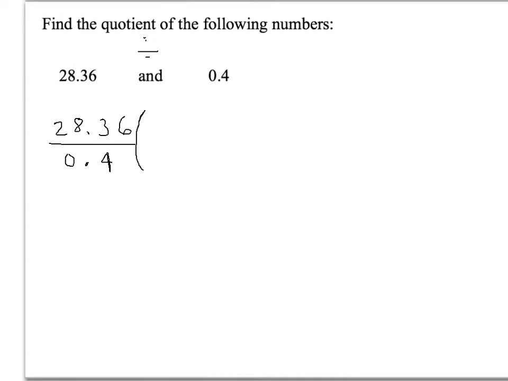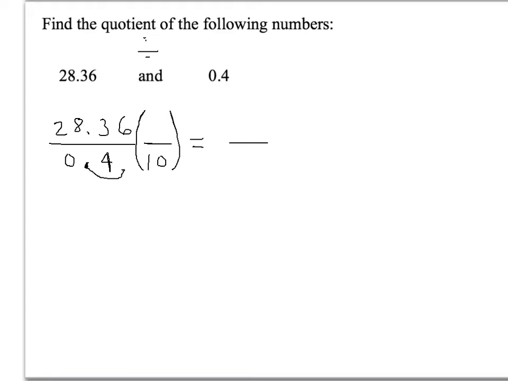So what I have to do is multiply this entire number, the 28.36 divided by 0.4, that's one number. I need to multiply it by 1 so that when I get done, the denominator in my new fraction right here is a whole number, which is going to be the number 4. Now, I said I have to multiply by 1. Well, let's be careful. I really want that decimal in the 0.4 to be over here. That would be 4. So I have to multiply by 10.